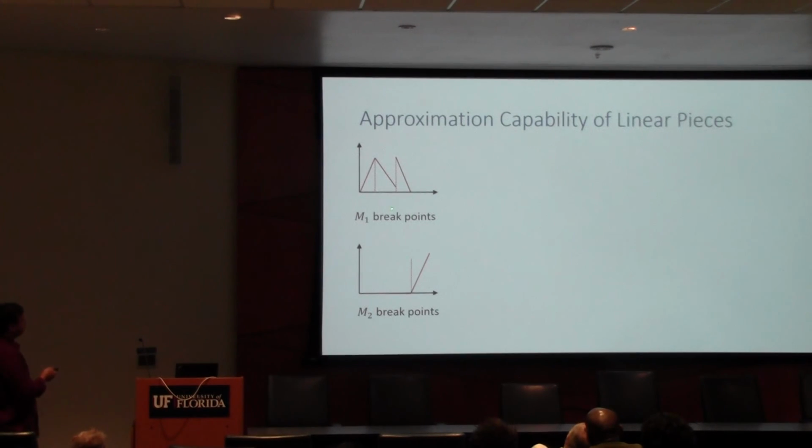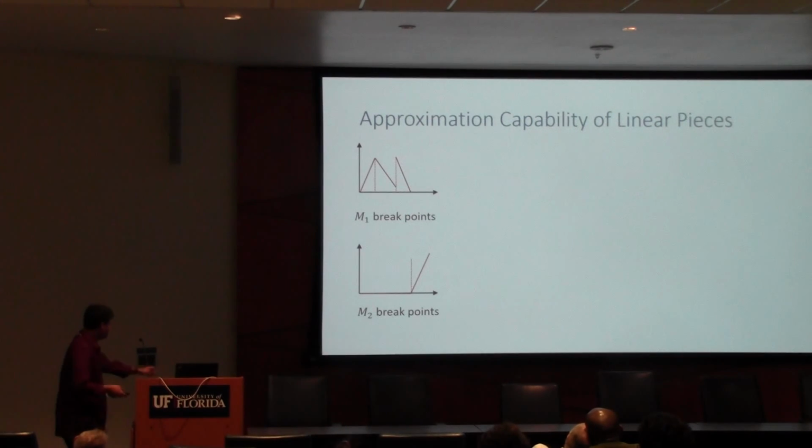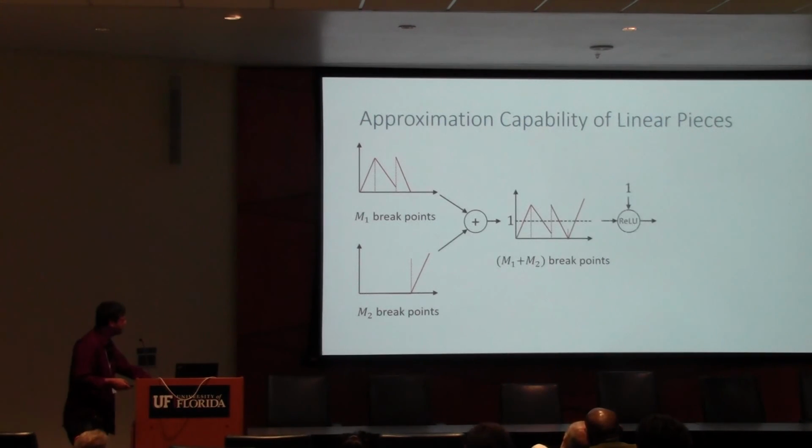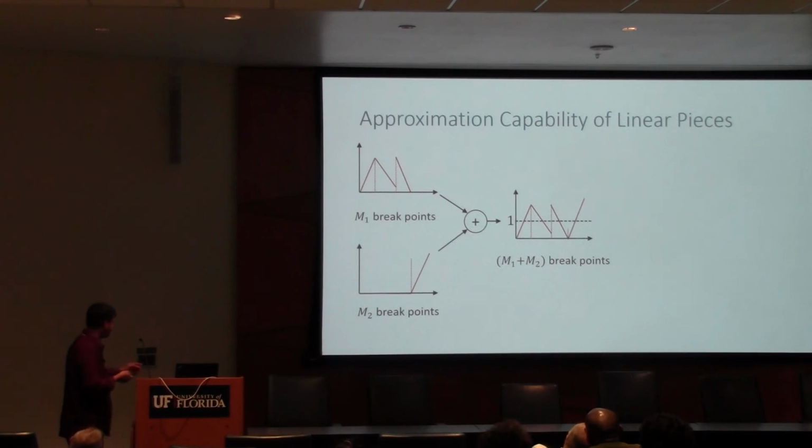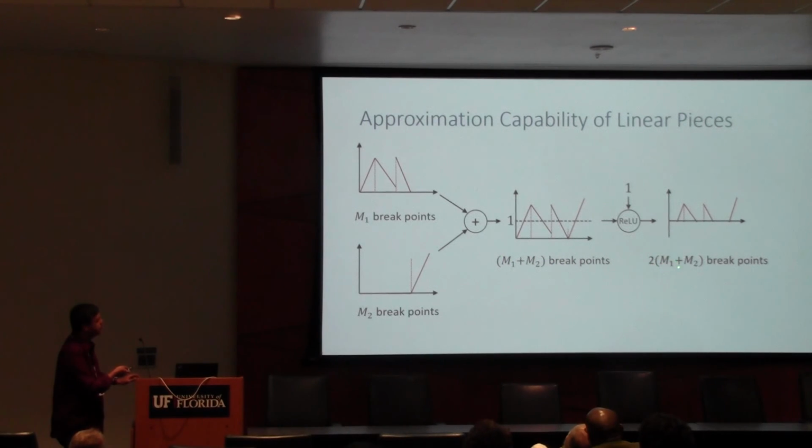If you take two functions, the first function has m1 breakpoints and the second function has m2 breakpoints. If you add the two up, you can get a function with at most m1 plus m2 breakpoints, right? You can't have any more breakpoints than that. And then let's say you pass it through a rectifier linear unit. A biased rectifier linear unit would output the function when it is above 1 and output 0 when it is below 1. If you do this, then at most the number of breakpoints can become 2 times m1 plus m2.